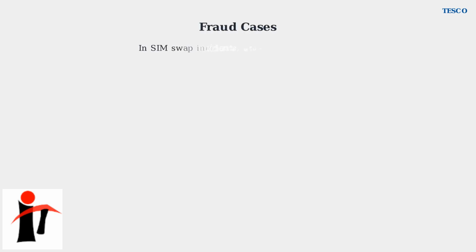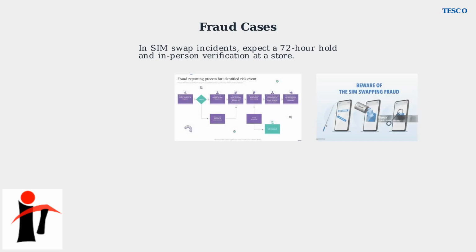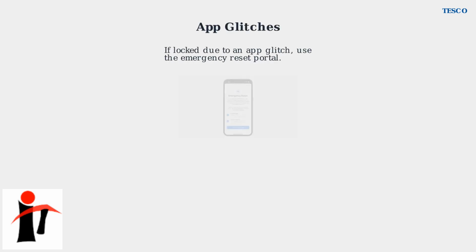In fraud cases, such as SIM swap incidents, Tesco Mobile may implement a 72-hour hold on account changes and require in-person verification at a store to ensure security. If your account is locked due to an app glitch, Tesco Mobile provides an emergency reset portal that you can access to quickly regain control.